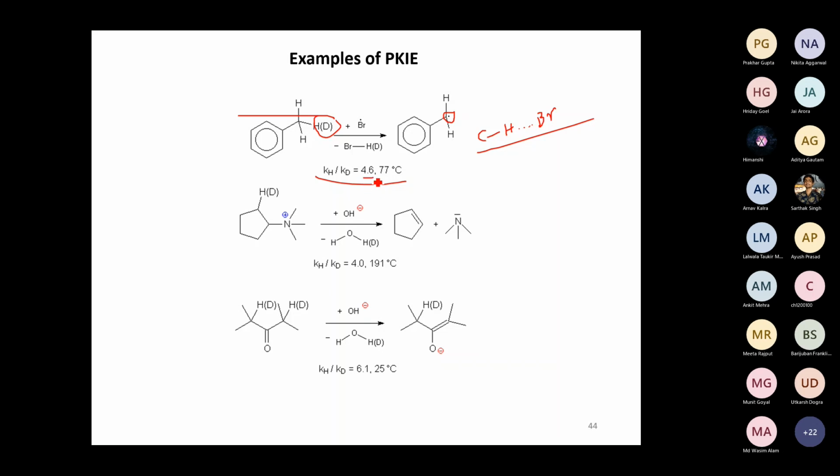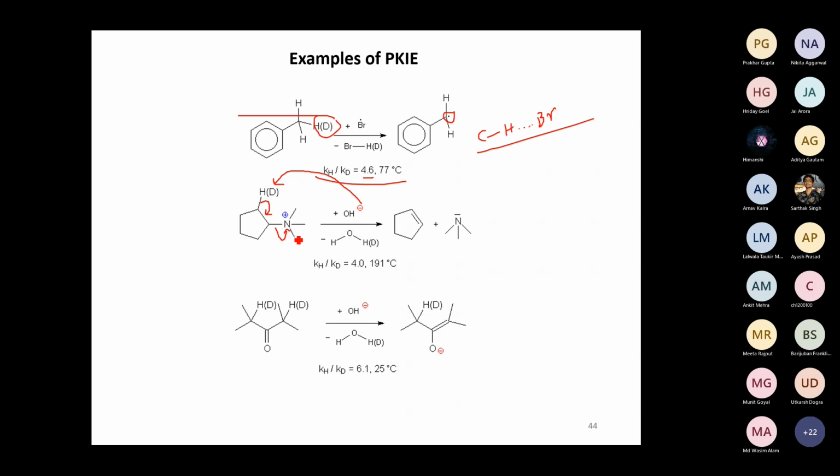All right. You can see these are all examples of the primary kinetic isotope effect. You have OH minus for the second case. It is attacking here. This is an example of E2 elimination.